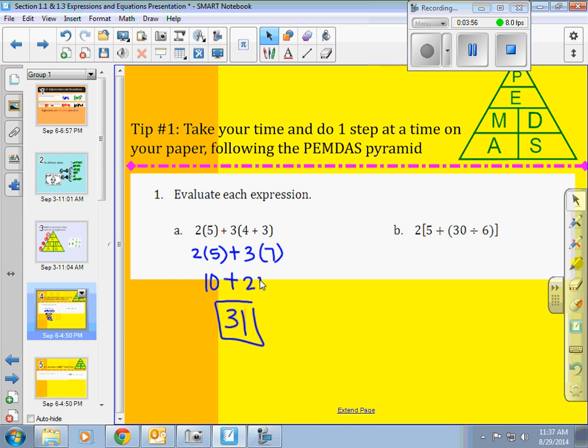Okay, B. Now if you look here, there are multiple sets of parentheses, or multiple groupings. So the biggest thing is always start on the inside and work your way out. So for this one, I'm just going to copy everything down. Now I get to the inside parentheses. I have 30 divided by 6, which is 5. And since I have evaluated what was in the parentheses, I don't need to rewrite the parentheses. Then I continue on. I still have brackets, which are just another form of parentheses. So what's 5 plus 5? Well, that is 10. And then I would just do 2 times 10, which is 20.